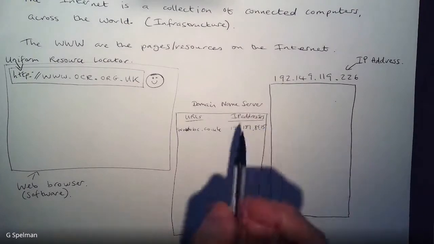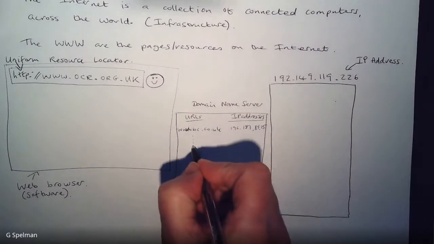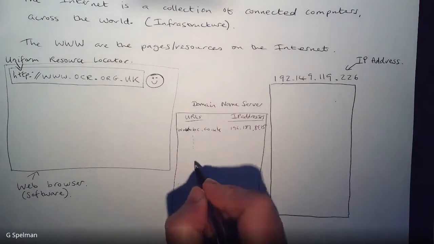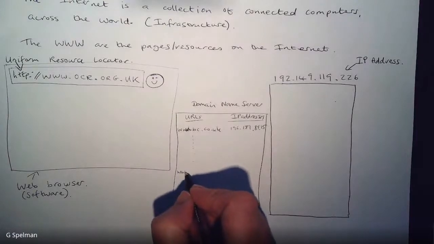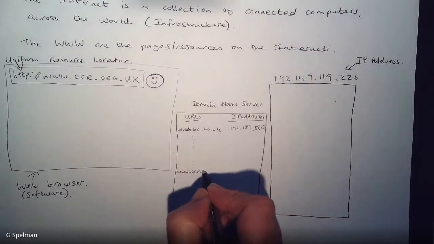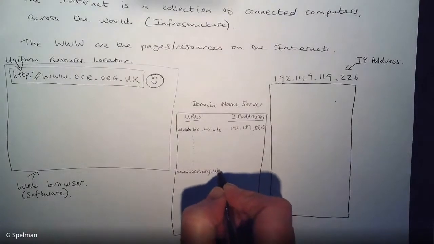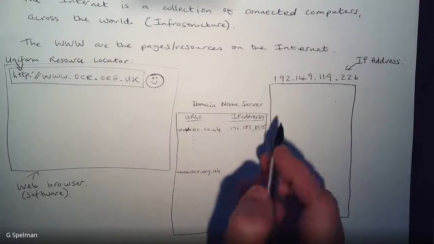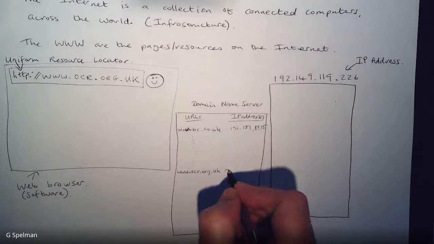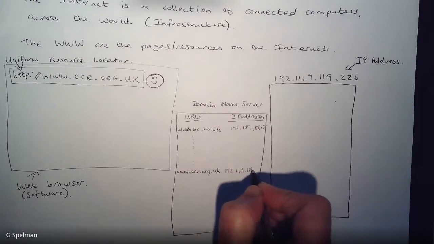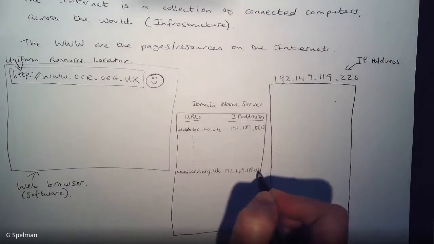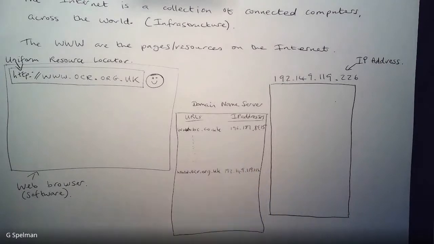Okay, just all made it. And there'll be lots of URLs along here, and there may well be the OCR one. And we know that one is going to be 192.149.119.226. Now there's two sort of different exam style questions that can come up with this.